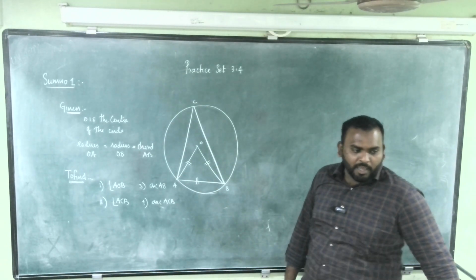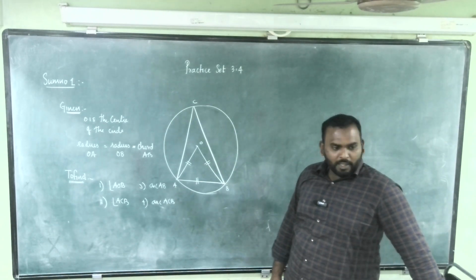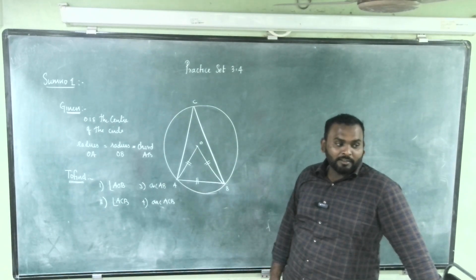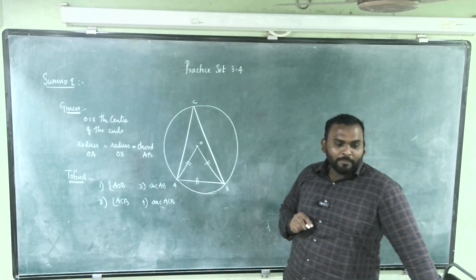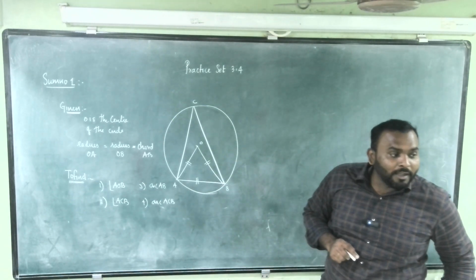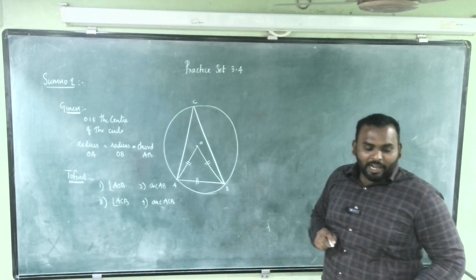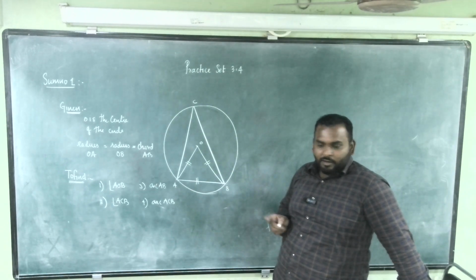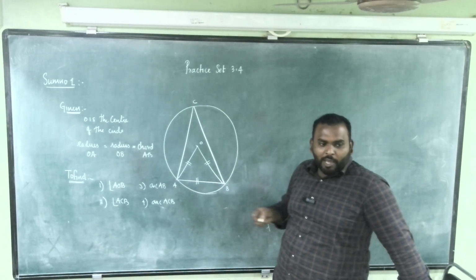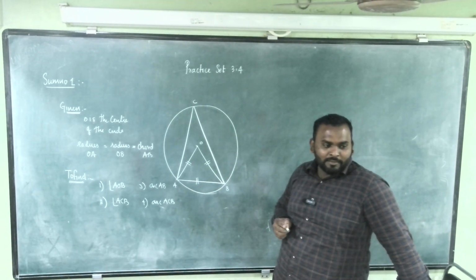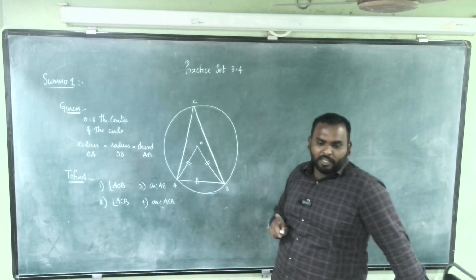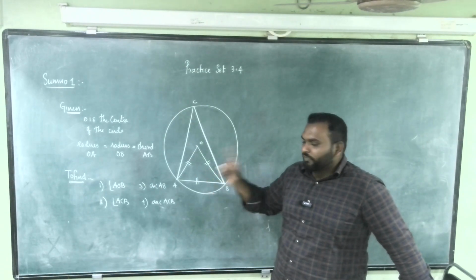Where is angle AOB? Tell me, how much will angle AOB be? Why 60 degrees? Angle of an equilateral triangle. Which is the equilateral triangle here? AOB. Why is AOB an equilateral triangle? OA, OB and AB are equal. So this is the first answer.